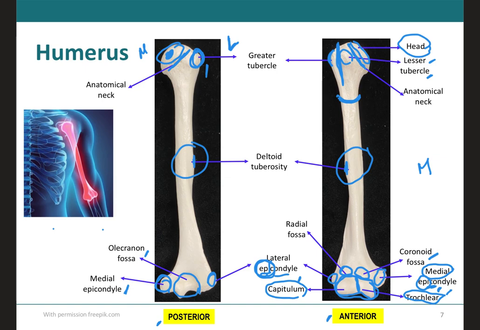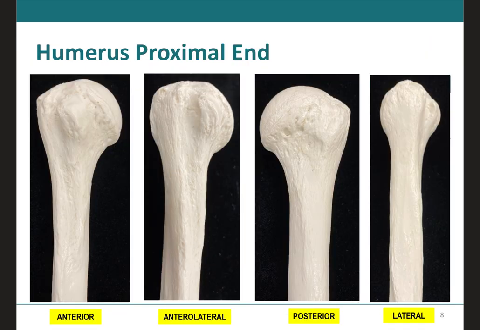But these are the bone features of the humerus that you need to know. Here we have a close-up of the proximal end, where we will be able to see all these bone features again in more detail. And the good thing is that we have a lateral view as well, where we can see how big the greater tubercle is compared to the lesser tubercle. So this would be your greater tubercle located laterally. This is your lesser tubercle located anteriorly. And in between the two, we have the intertubercular groove.